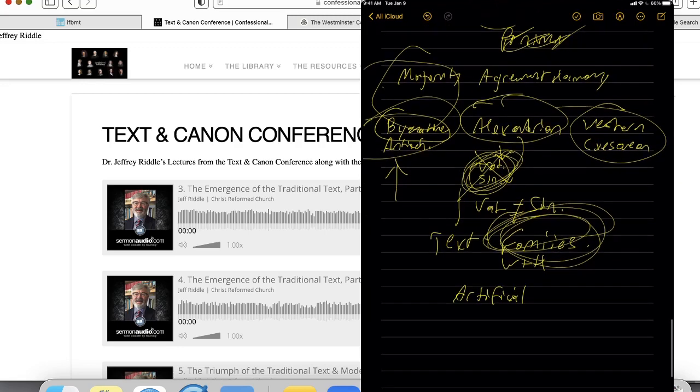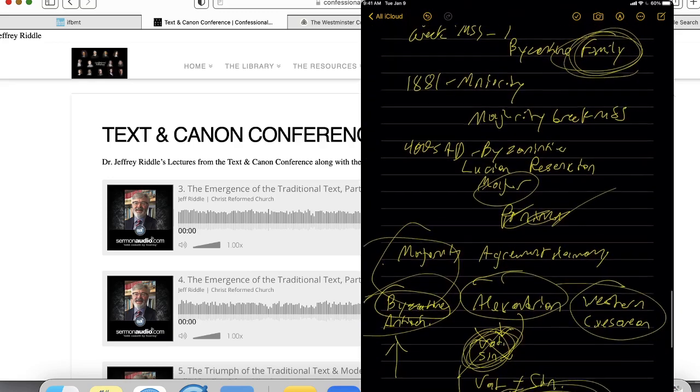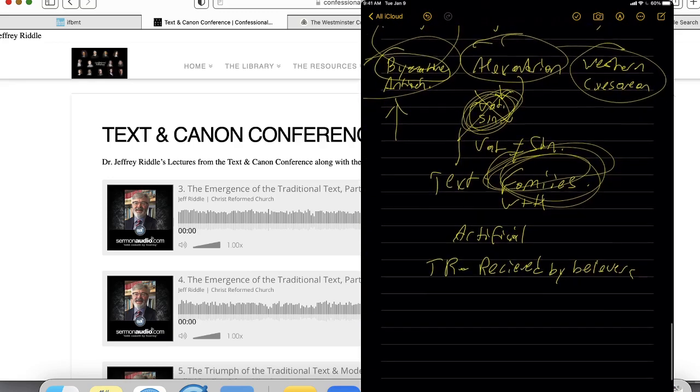And so this is an overview of the TR position, which is essentially that the TR is the text that was received by believers during the Protestant Reformation. God promised to preserve his word. I believe God was providentially working so that around the time of the printing press, God would have a stable text that's been kept pure.